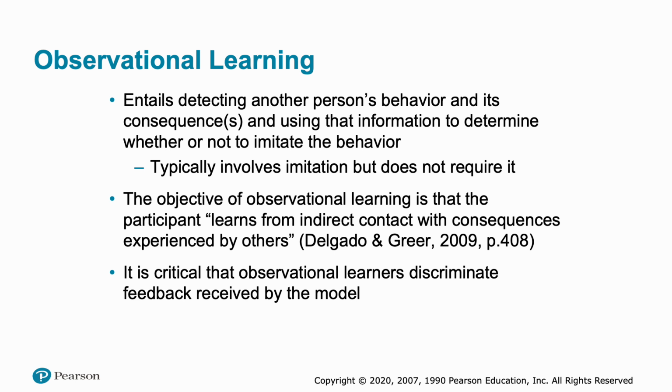be able to discriminate the feedback received by the model. This means that they must be able to identify or distinguish between different contingencies, right? They must be able to identify, well, because this person engaged in this particular behavior, they received this particular consequence. So they need to be able to associate those things together. This behavior resulted in this particular consequence. If they don't discriminate between different behaviors and the consequences that are associated with them, then it would be difficult for observational learning to occur and for them to modify their own particular behaviors because they are not associating behaviors with particular consequences that would follow.